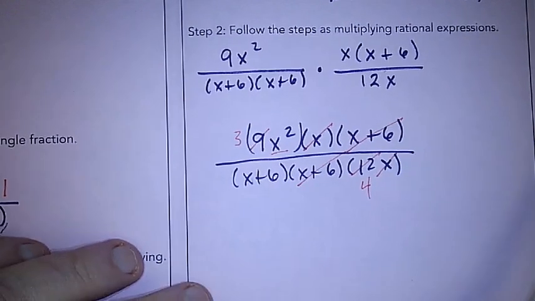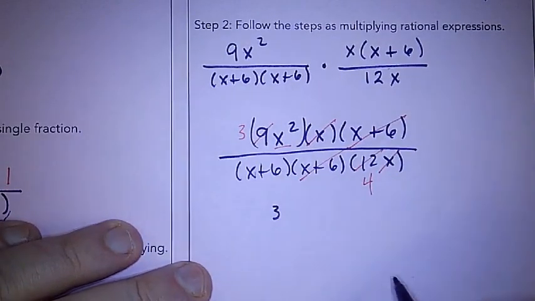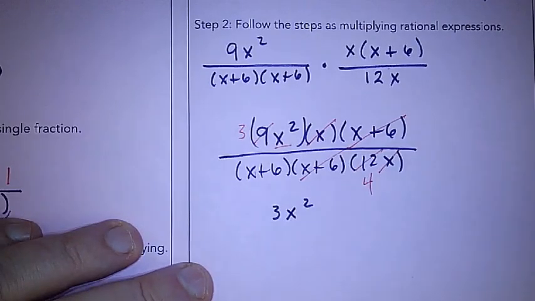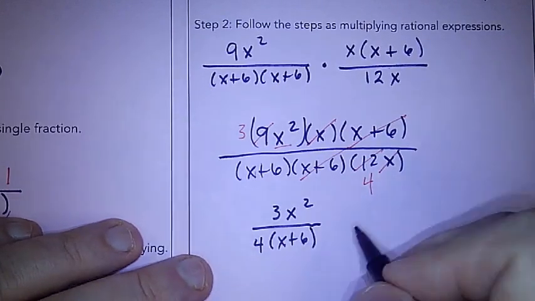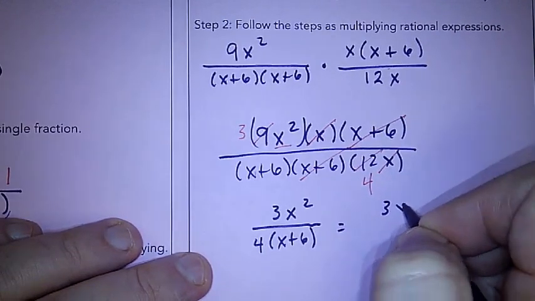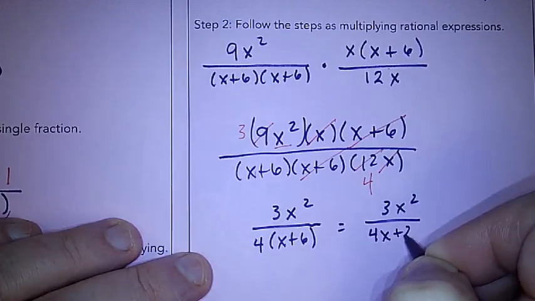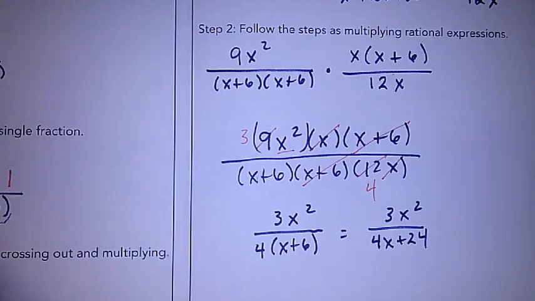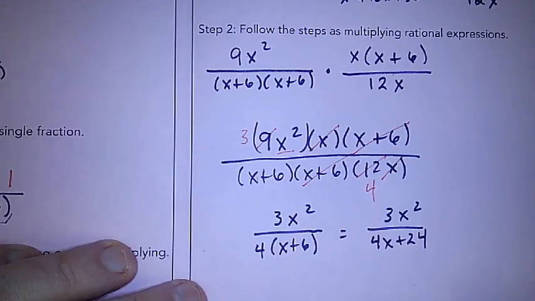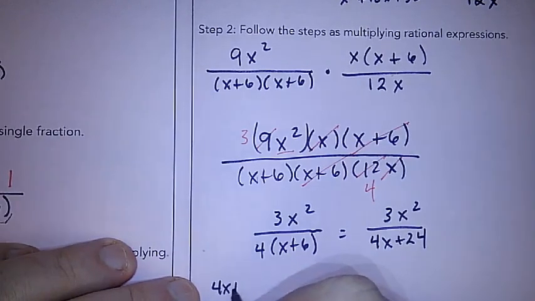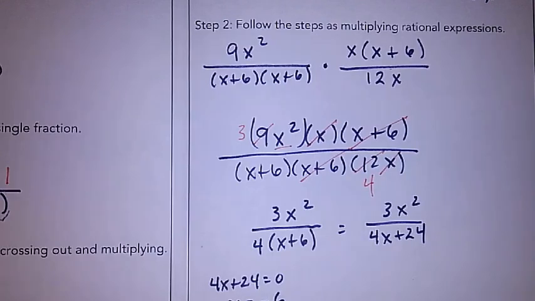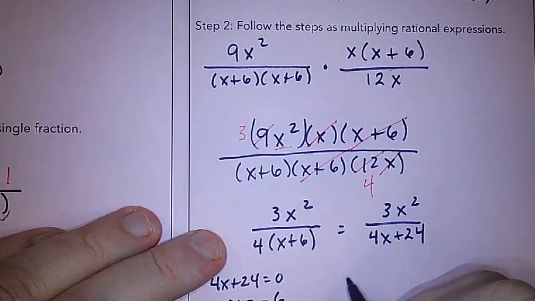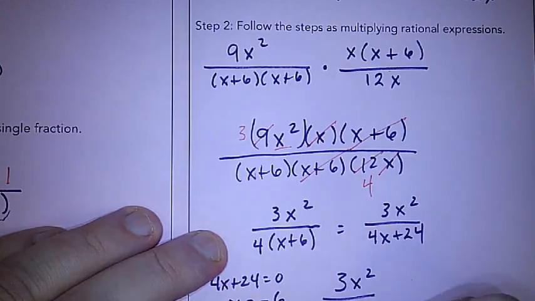So rewriting, what I end up with is 3 and my x squared in the numerator. In the denominator, I have 4 times x plus 6, which I'm going to distribute the 4, giving me 3x squared divided by 4x plus 24. Now I must complete step 4, which is to set the denominator equal to 0 to find my constraint. If 4x plus 24 equals 0, that gives me x equals negative 6. Meaning my final answer is 3x squared over 4x plus 24 with x not equal to negative 6.